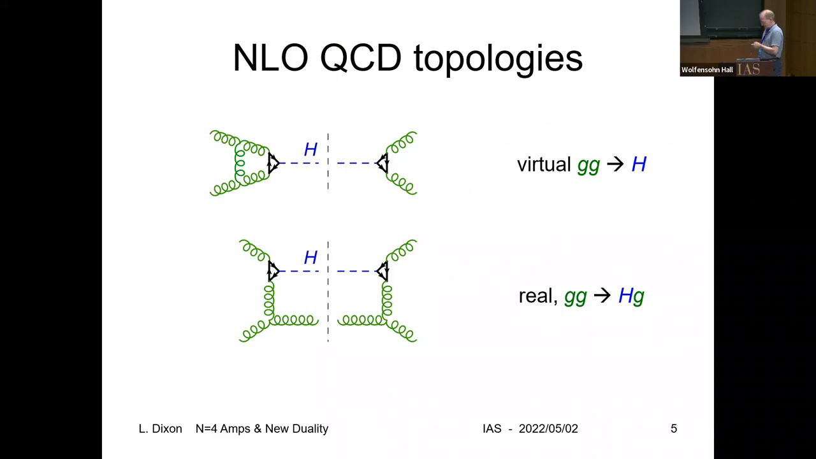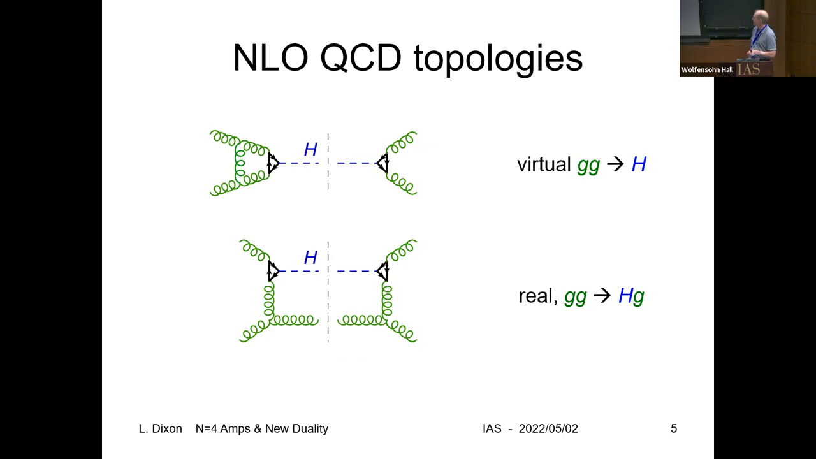So you can sort of see that here. In fact, when you go to next to leading order, there are two types of corrections you have to compute. There are virtual corrections where you exchange a gluon between the two incoming gluons. And that's a one loop amplitude, which gets interfered with the tree amplitude to give the virtual corrections. But you can also radiate this real gluon into the final state. And what I was saying earlier is that this invariant mass is exactly at the Higgs mass, whereas this is somewhat higher. And it's smeared in a distribution.